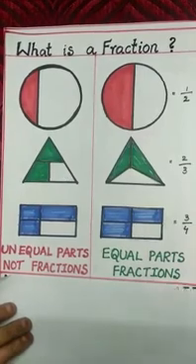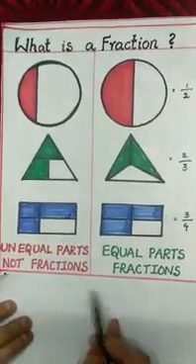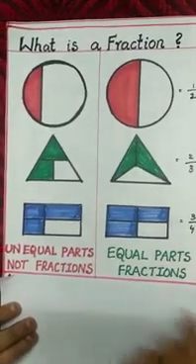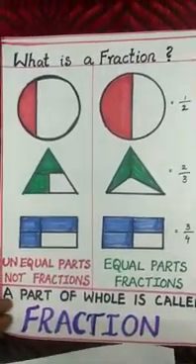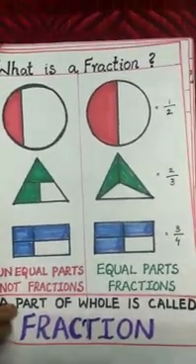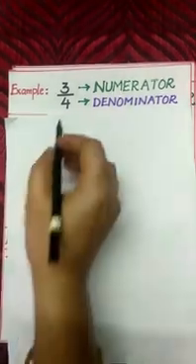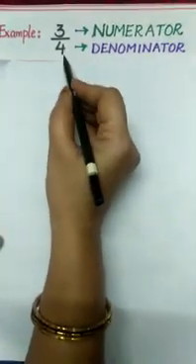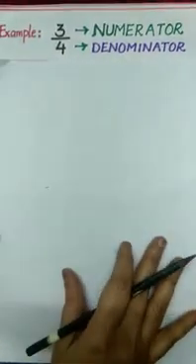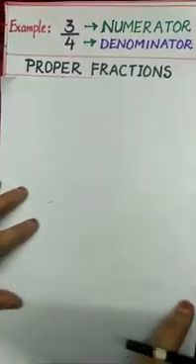Now from this, what do you understand? Where you have unequal parts, they are not fractions. Where you have equal parts, they are called fractions. It means that a part of a whole is called a fraction. Now let us learn, for example, if you take 3 by 4, the topmost number 3 is called the numerator and the bottom number 4 is called the denominator. Now let us learn the types of fractions. The first one is proper fractions.